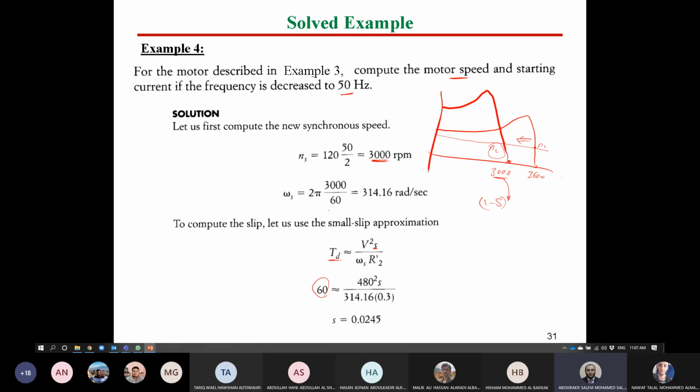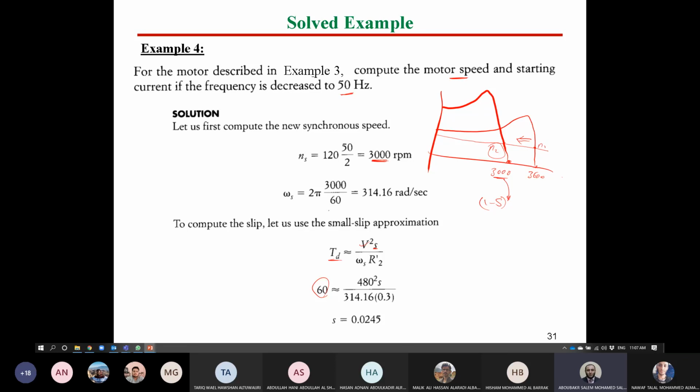We know already the value of V, and omega can be calculated from the new frequency. R2 prime is given, so we can calculate the value of S. As you can see here, the value of slip is 0.0245. Now, since we have S and NS, we can simply calculate the motor speed. Right. How can we calculate the motor current, Shabab?